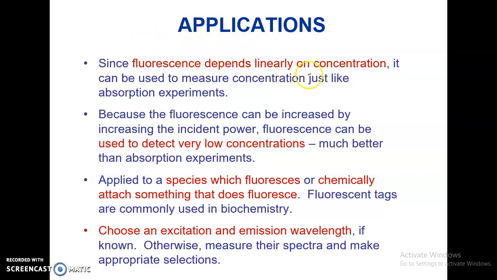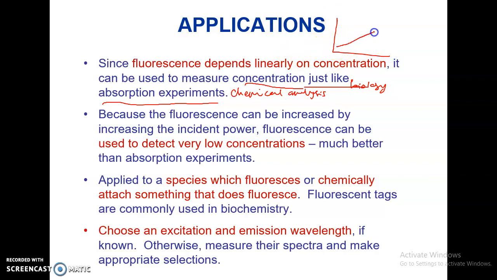Since fluorescence depends linearly on concentration for a certain linearity range, it can be used to measure concentration just like an absorption experiment. So this is used largely in chemical analysis, while in biology applications, they use it as a marker. When you increase the concentration some more, the collisions will increase, and therefore the conversion is higher, and then the fluorescence will decrease again, plateau, and then decrease.